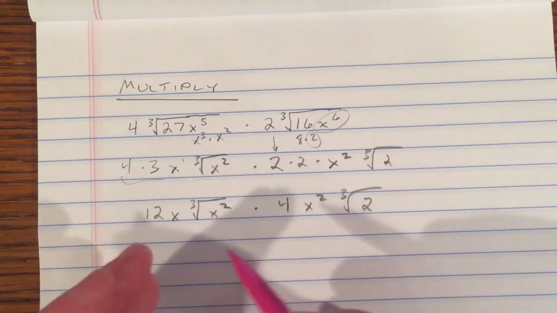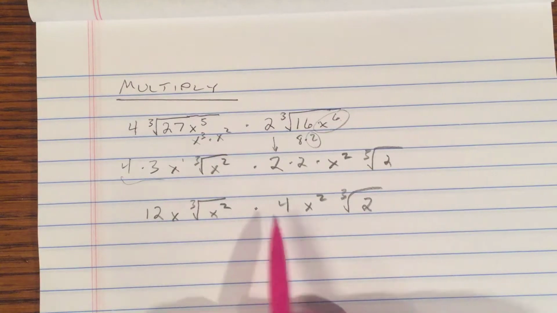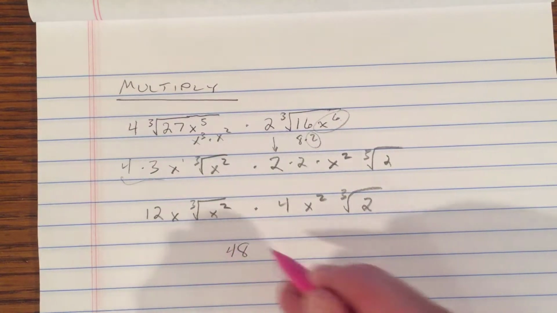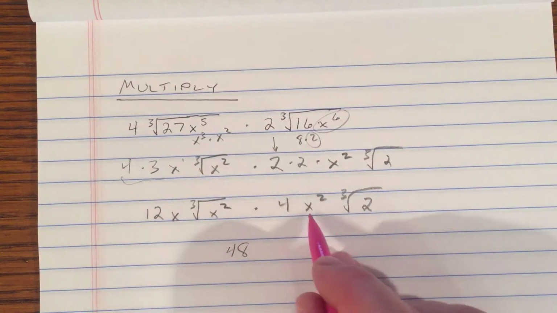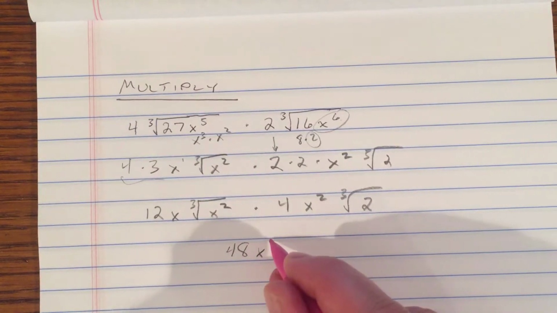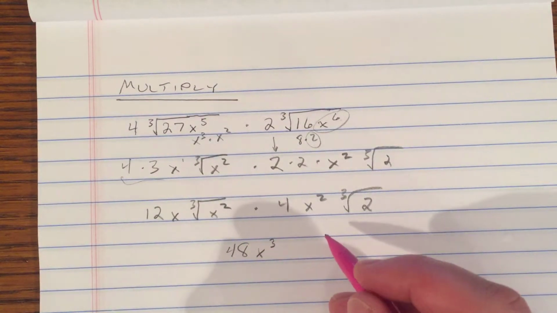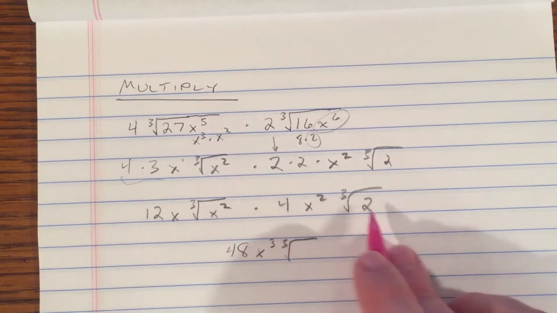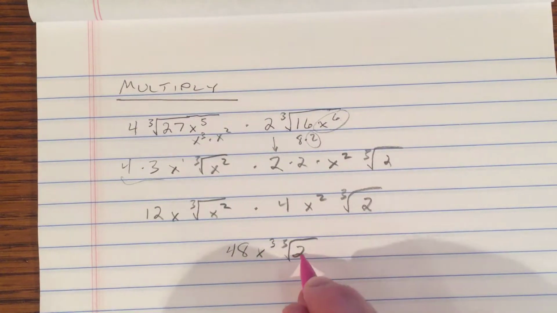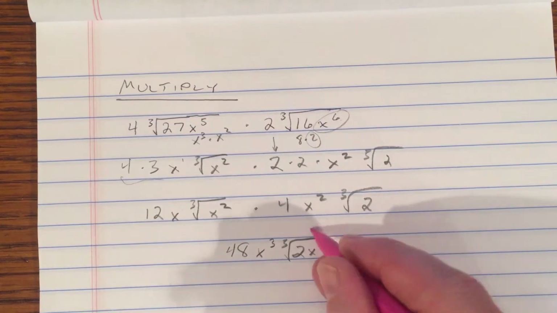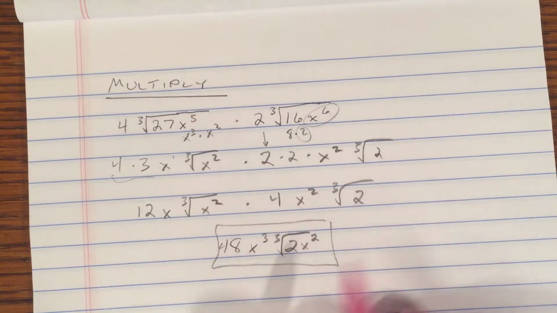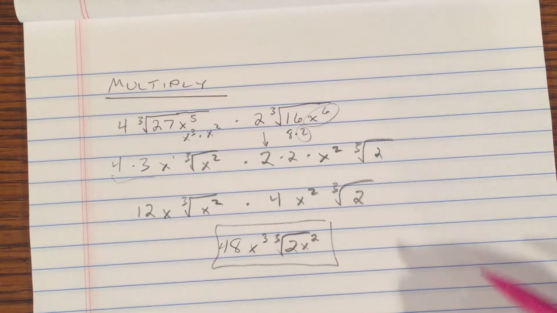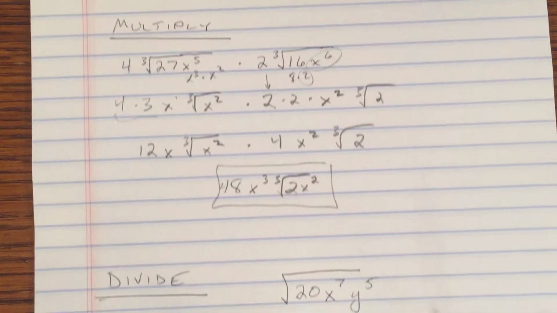Now I still have to put both of these together, so I have 12 times 4, 48, x times x squared, so that's x cubed, and then the cube root of x squared times the cube root of 2, so 2x squared. So 48 x cubed, cube root of 2x squared. Okay, so there's a multiplying and simplifying problem.